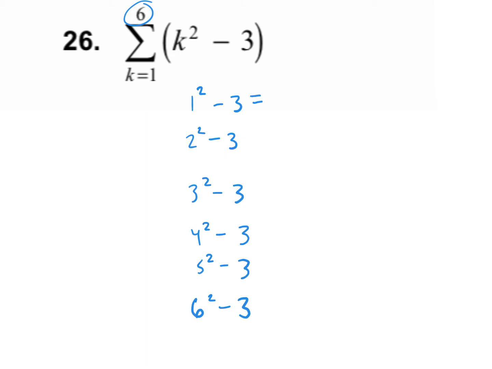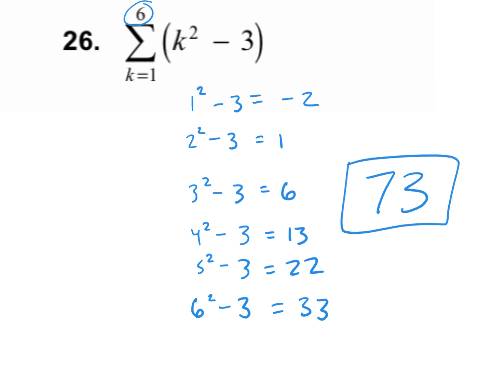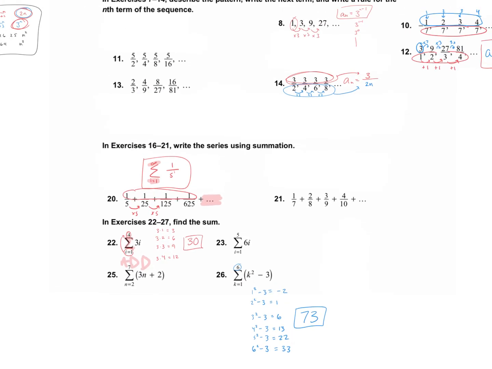1 squared minus 3 is negative 2. 2 squared minus 3 would be 1. 3 squared minus 3 is 6. 4 squared minus 3 is 13. 5 squared minus 3? 22. And 6 squared minus 3? 33. What do you get when you add them all up? 73. Any questions from 8.1? All right, let's move on to 8.2.